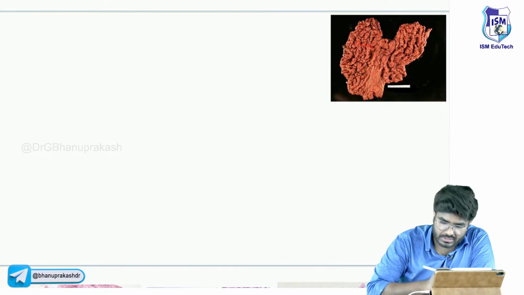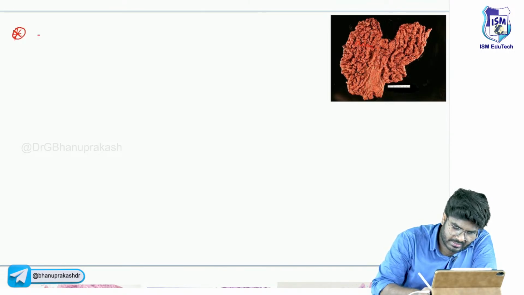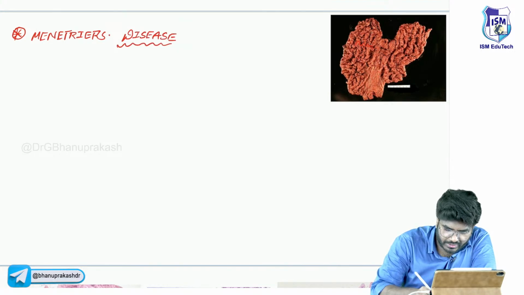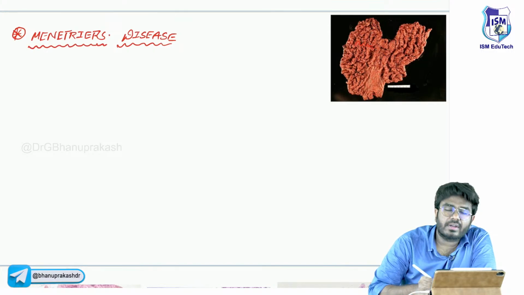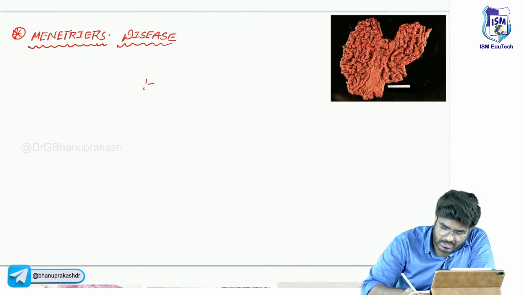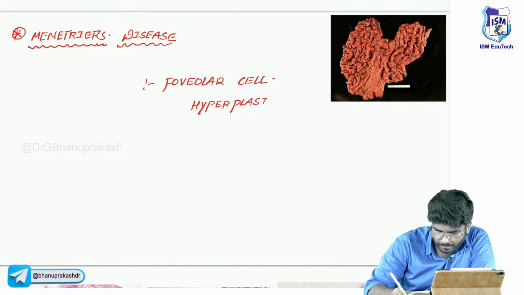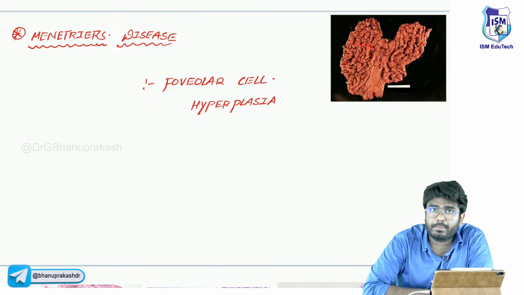So it is seen in which condition, sir? The disease which I am going to talk about now is Ménétrier's disease. In Ménétrier's disease, what happens is there is foveolar cell hyperplasia.